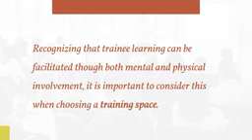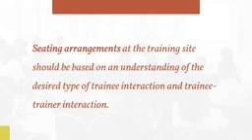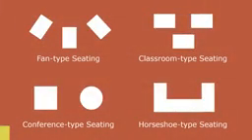Recognizing that trainee learning can be facilitated through both mental and physical involvement, it's important to consider this when choosing a training space. Seating arrangements at the training site should be based on the understanding of the desired type of trainee interaction and trainee-trainer interaction. This figure shows several types of seating arrangements: the fan type, classroom type, conference type, and horseshoe type seating.